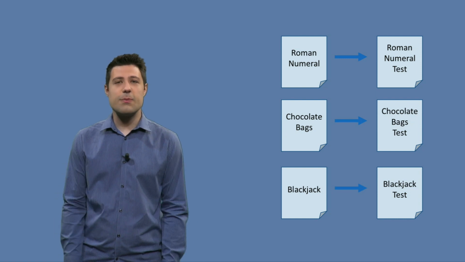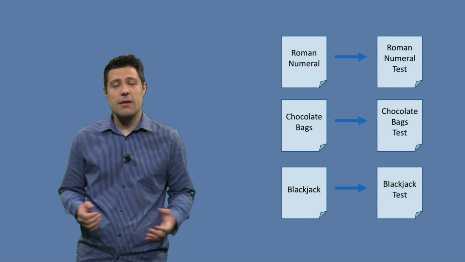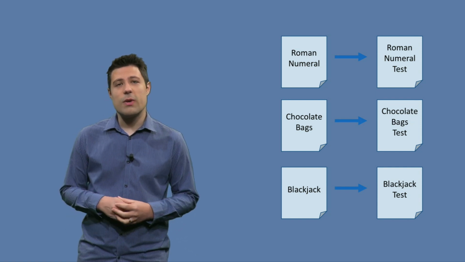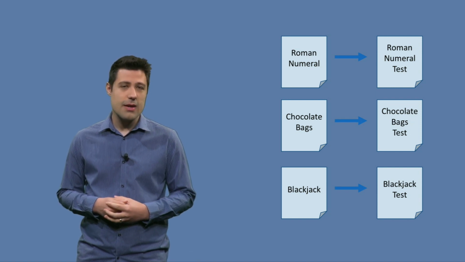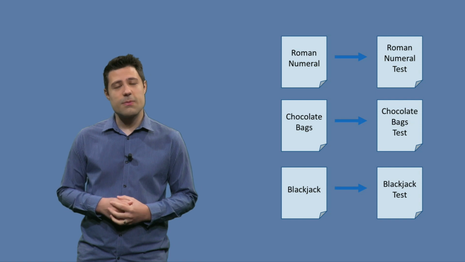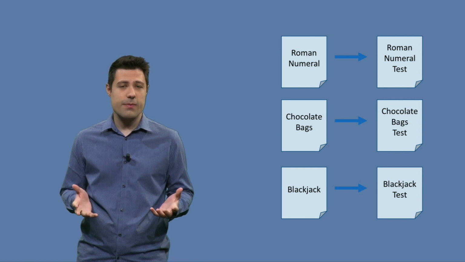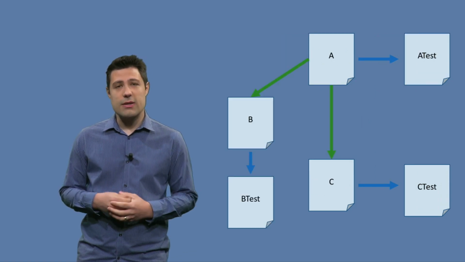So far, we have been testing small programs, for example, the Roman numeral and the blackjack, and each of these programs had their specific test suites. So we had the Roman numeral test class, the blackjack test class, and so on. But in a larger system, it changes a bit, because you still have many classes, but they somehow work together. For example, class A might collaborate with class B and with class C.